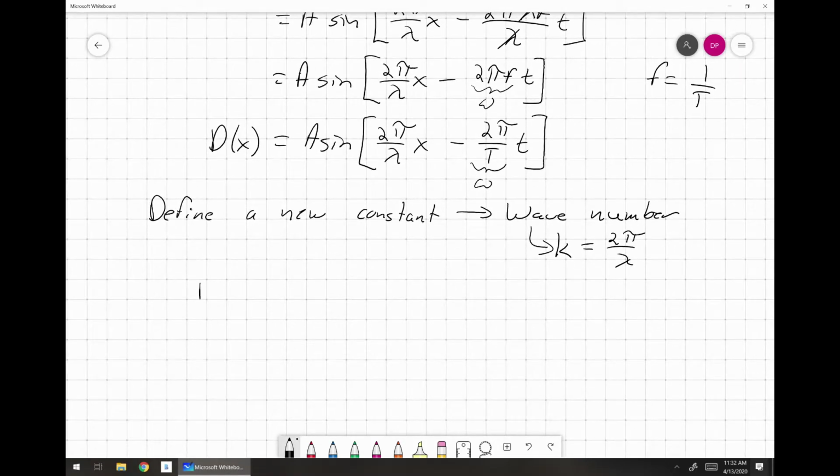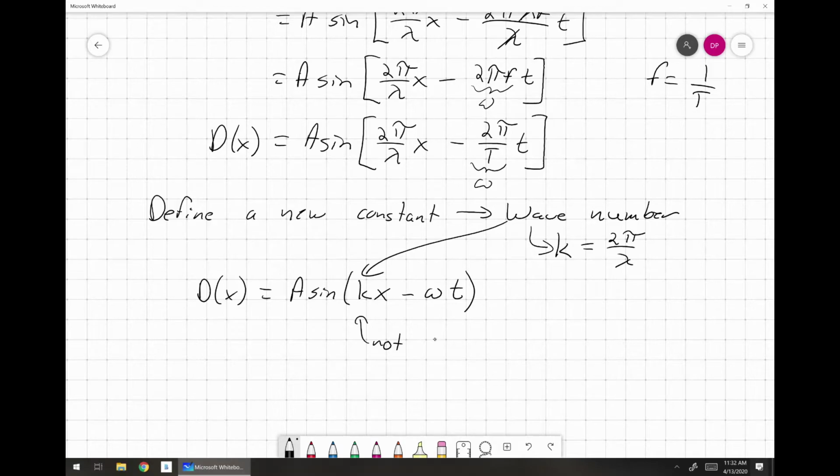So it is important to try to keep these things straight in your head. With those definitions, we can then have the simplest way to write our wave equation, which is just k times x minus omega times t. And so again, be very careful here. This k is the wave number. This is not the spring constant.